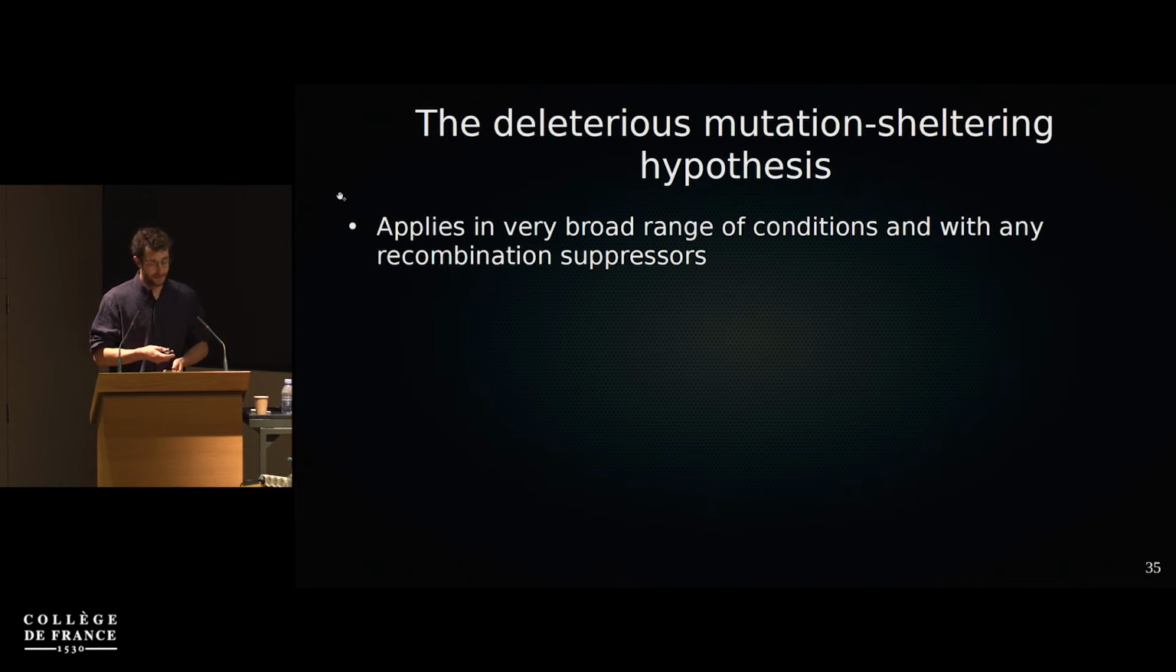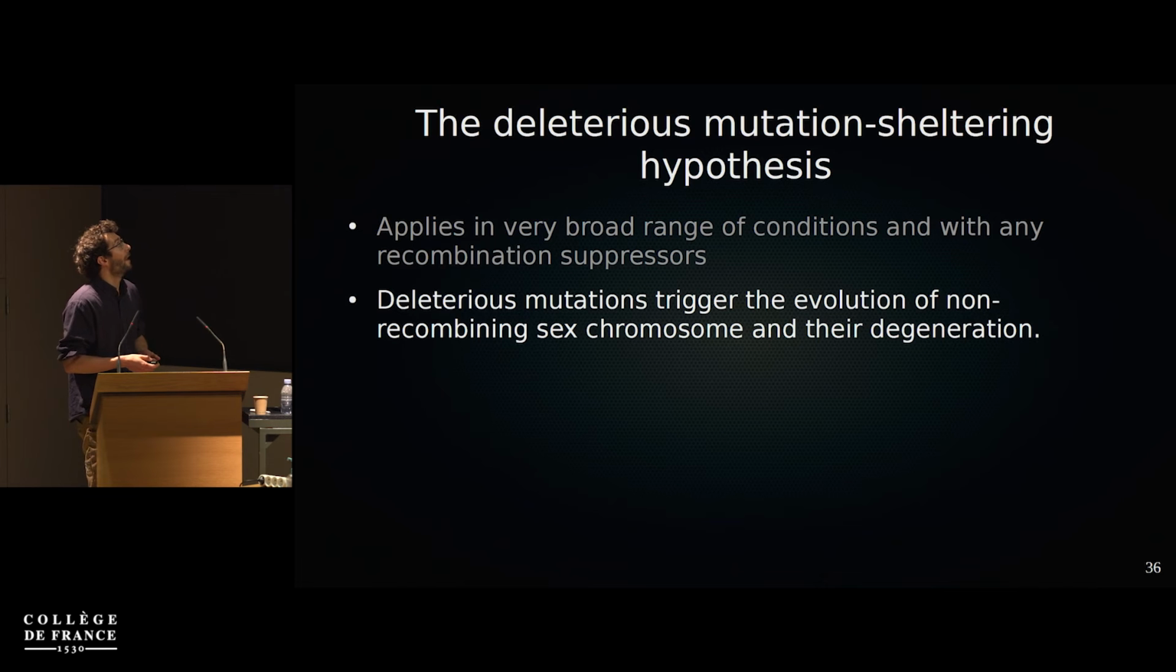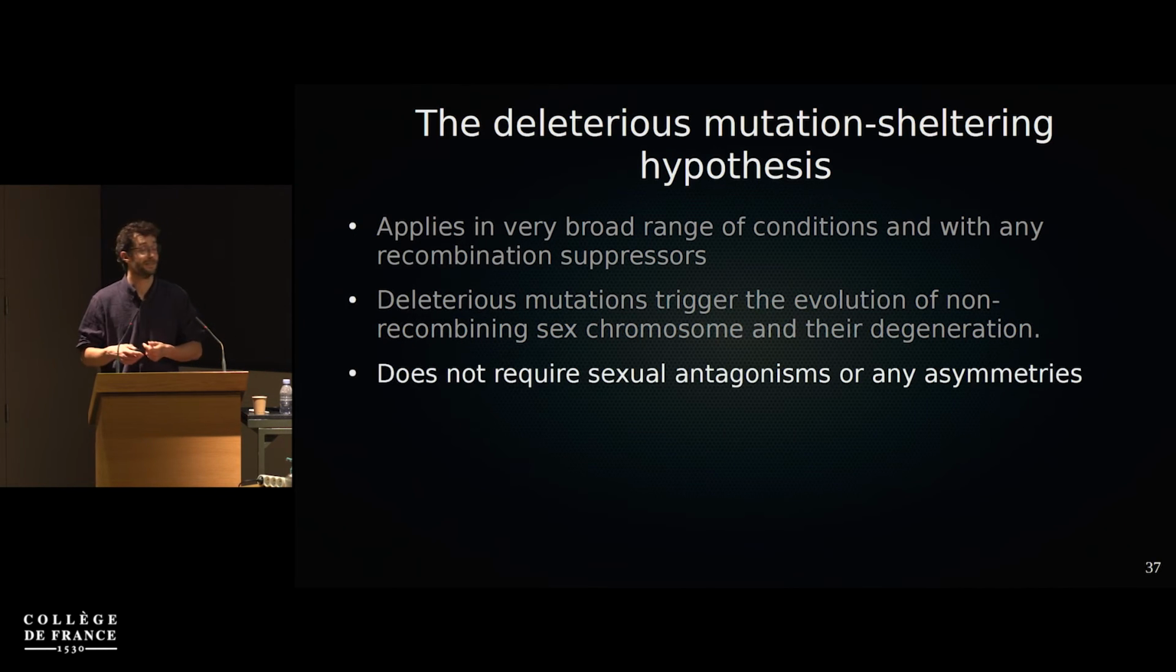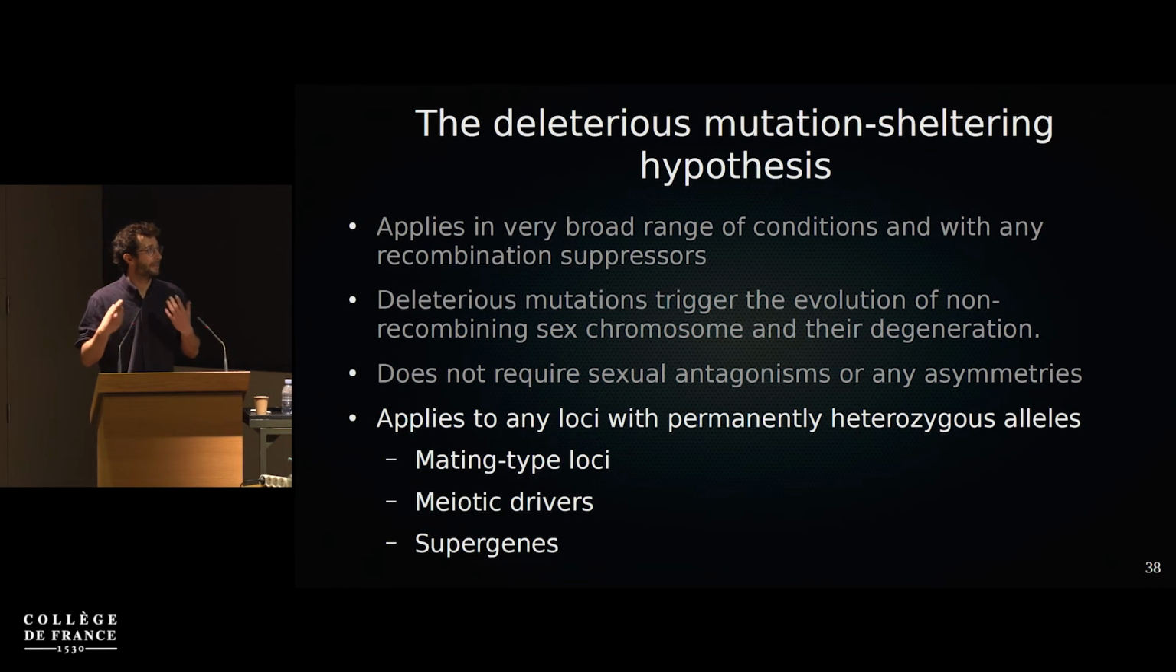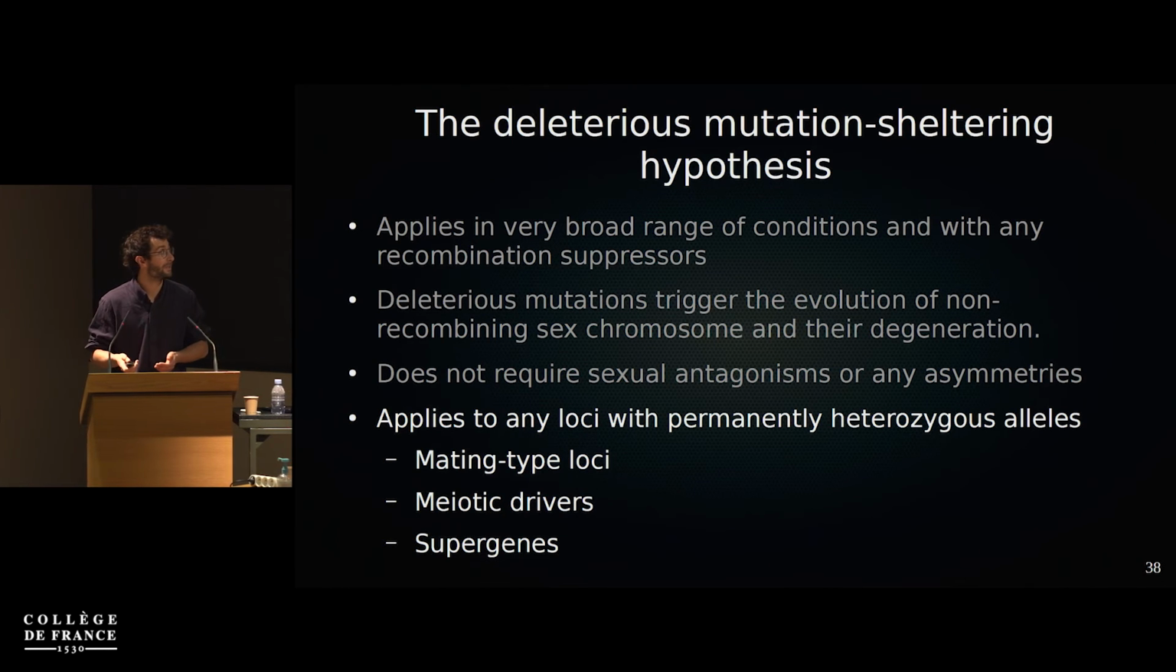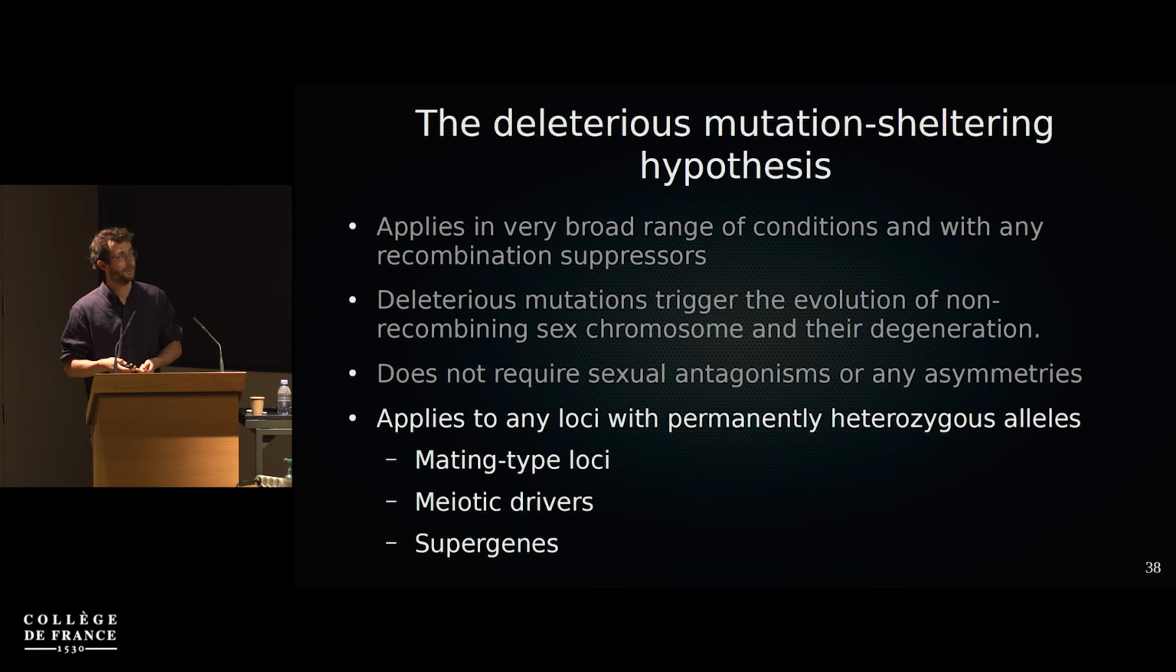So some results about this model. We have tested different conditions, and we see that it applies in a very broad range of conditions, and with any recombination suppressor, so not only with inversions. In this model, the deleterious mutation triggers the evolution of the sex chromosomes and later the degeneration without involving sexual antagonism, nor any asymmetries such as XY asymmetries. And this model applies to any locus with a permanently heterozygous allele, and so can explain why we observe large non-recombining regions at mating type loci, at some meiotic drivers, and also at some supergenes, such as the ones that control wing pattern polymorphisms in Heliconius numata.